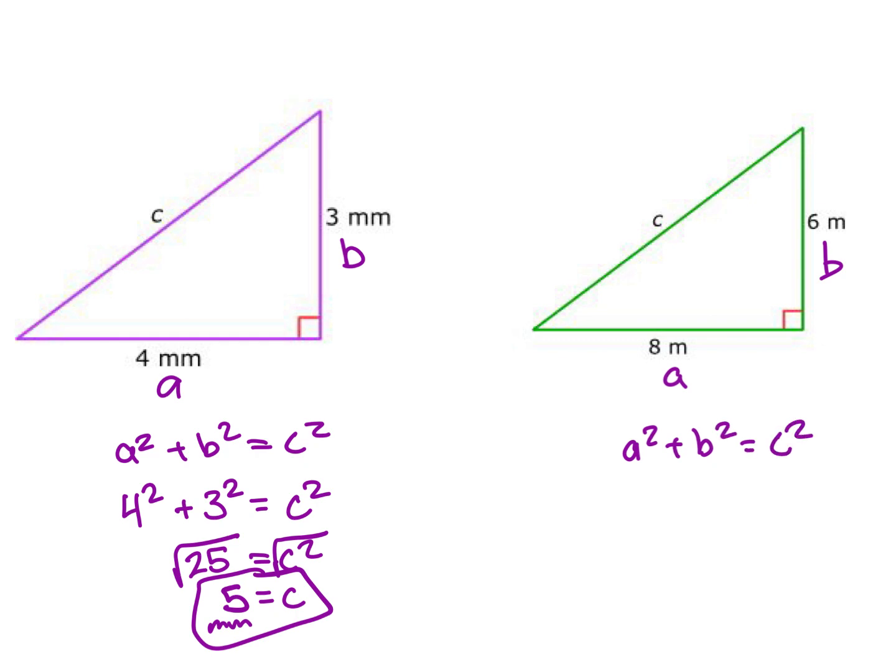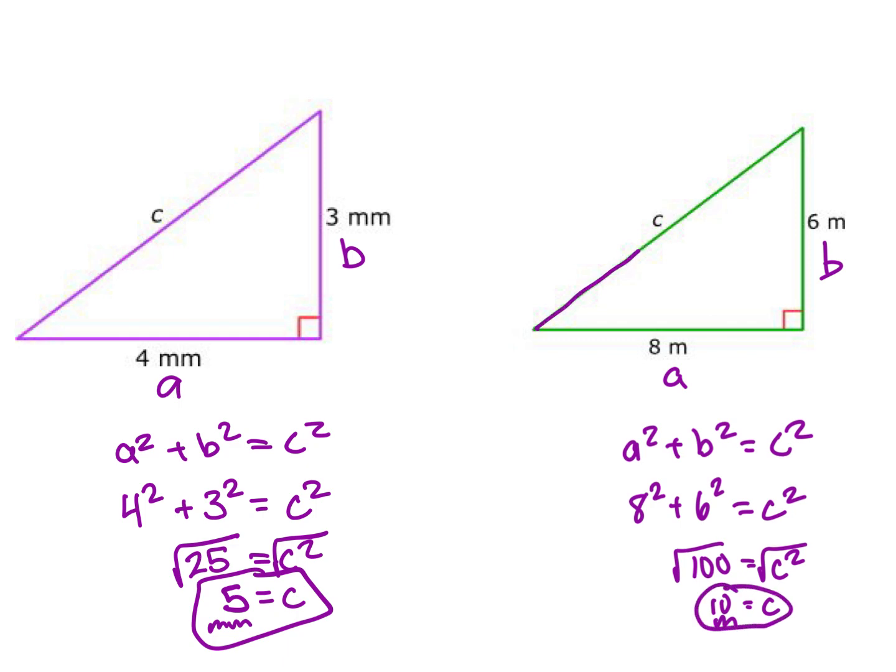But let's go ahead and plug these numbers in. So if I'm calling 8 a, then I'm going to say 8 squared plus 6 squared equals c squared. 8 squared plus 6 squared equals 100. And I'm going to take the square root of both of those. 10 equals c, or 10 meters is the length of line C.